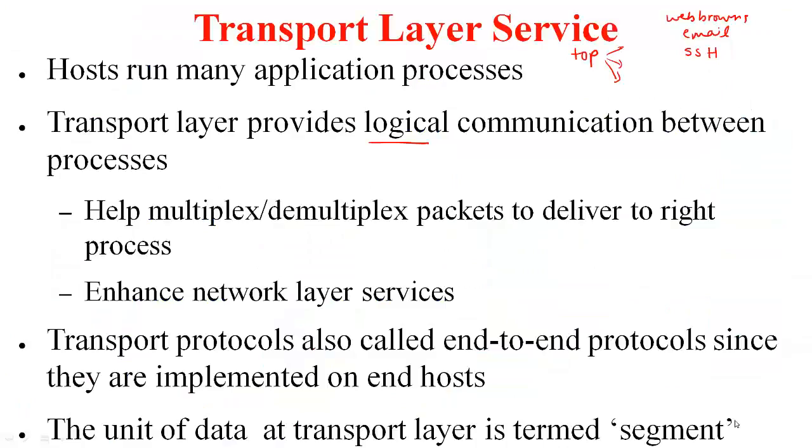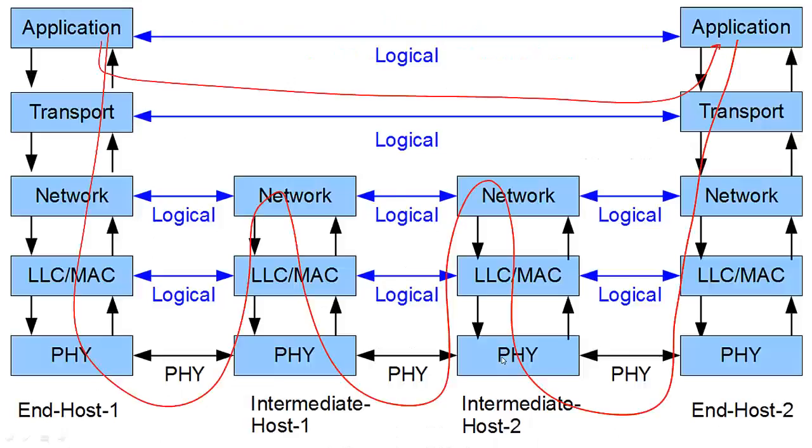In providing logical communication, an important aspect to address is the multiplexing and demultiplexing of packets, that is, delivering the packets to the right process. We touched upon this when we were covering the interlayer communication. So that's something the transport layer has to provide. In addition, the transport layer can enhance the network layer service. More on this shortly. The transport protocols are also called end-to-end protocols, since these are often implemented on the end hosts. So this is again captured here. As you can see, they are implemented only on the end hosts and not in the intermediate routers.